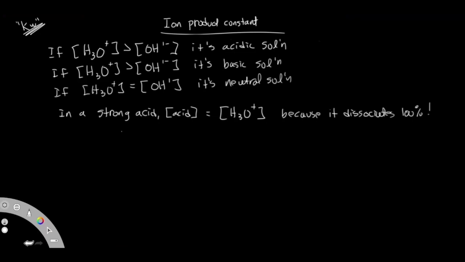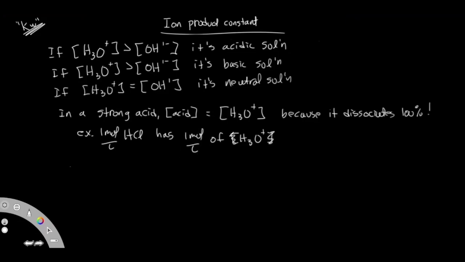Okay, so what do I mean by this? If you had 1 mole per liter of, let's say, HCl, it technically has exactly the same value, 1 mole per liter, of H3O plus. So 1 mole per liter of H3O plus.